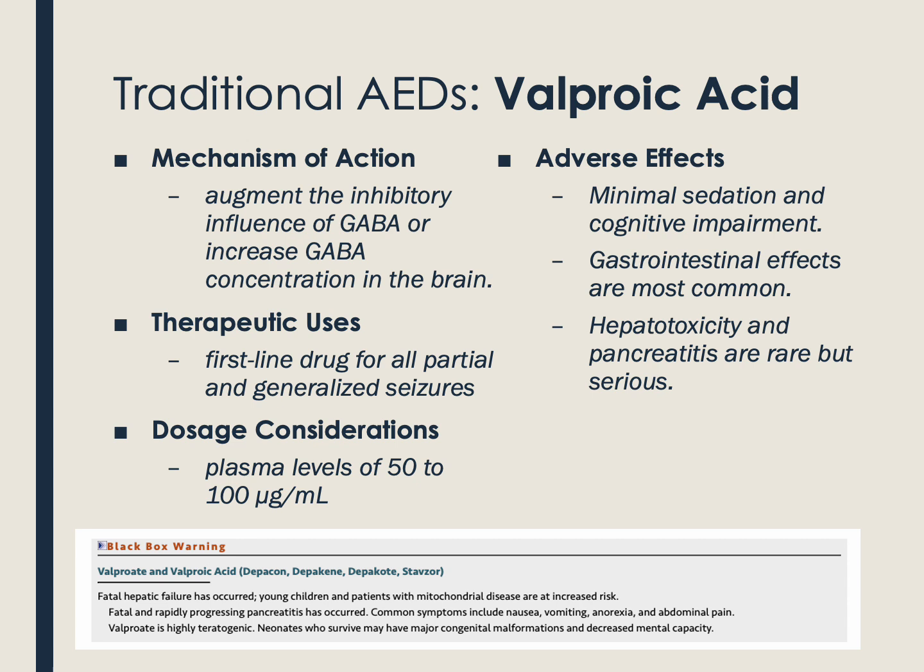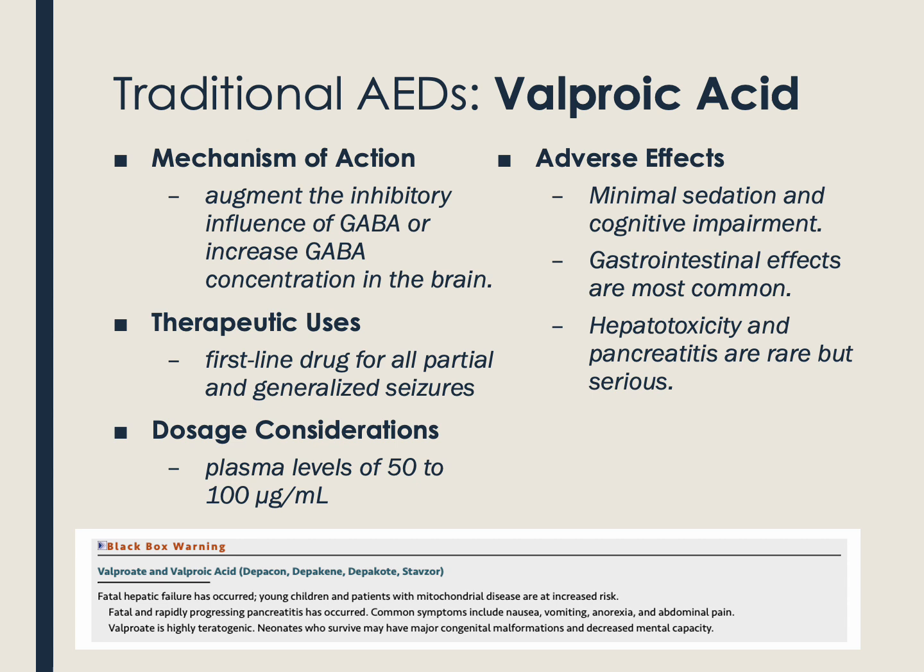However, there are some GI effects that are very common, like the nausea and the vomiting. Hepatotoxicity and pancreatitis are rare but serious. So if you already have a patient that is at risk or has those disorders, then valproic acid would not be the drug for them. Fatal hepatic failure has occurred. Young children and patients with any type of mitochondrial disease are at an increased risk for this medication.